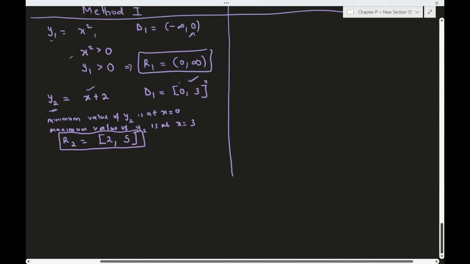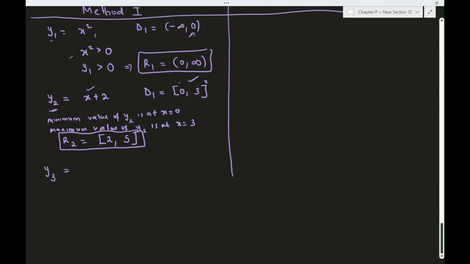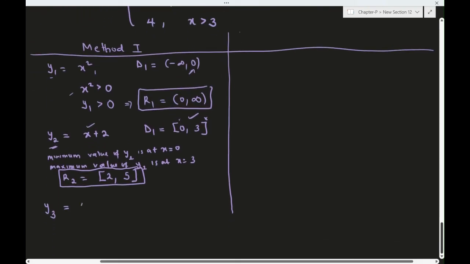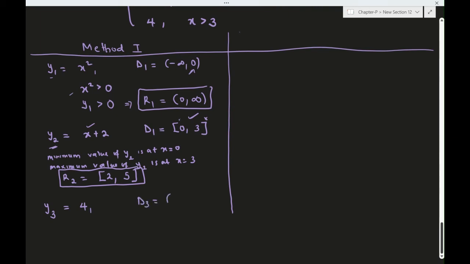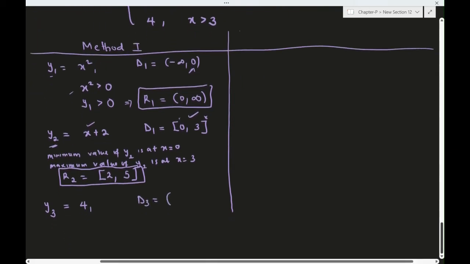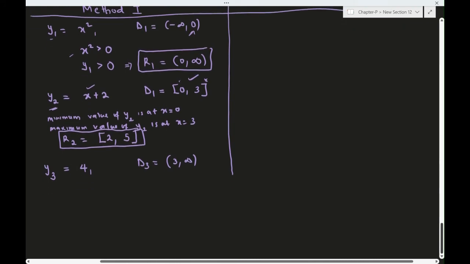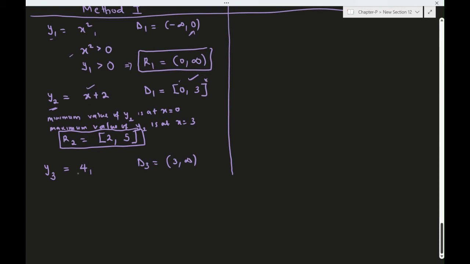Okay. Now, let's go for the third piece. The third piece is y3, which is nothing but just a constant, y equals 4. And in this case, our D3 is from 3 open to infinity. So what does this mean? This simply means that this is a constant. So the range, our R3, is just going to be the constant 4.